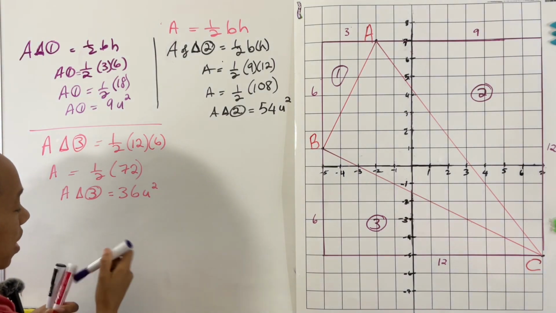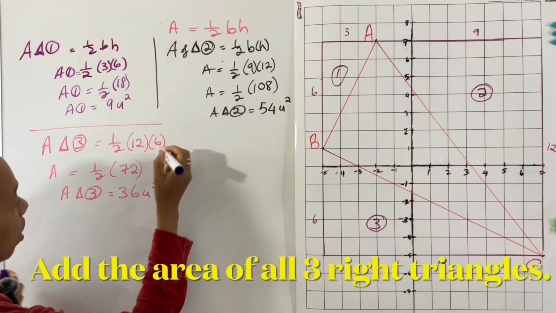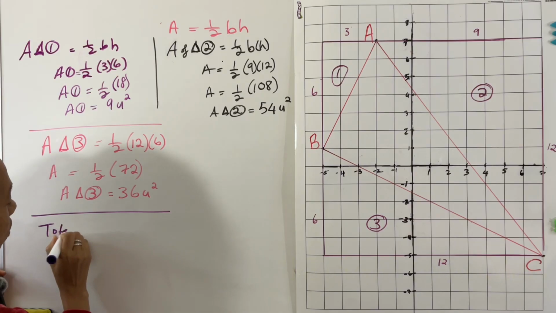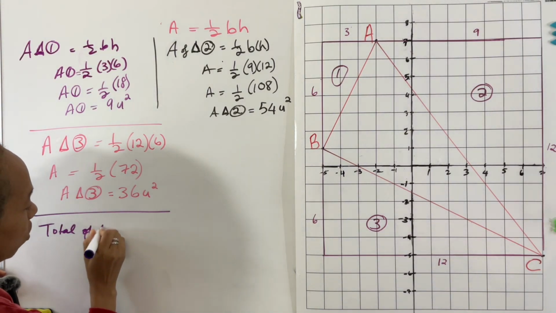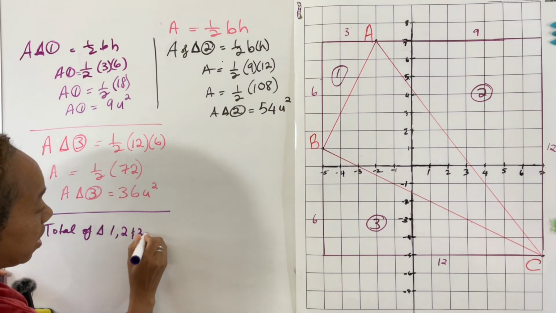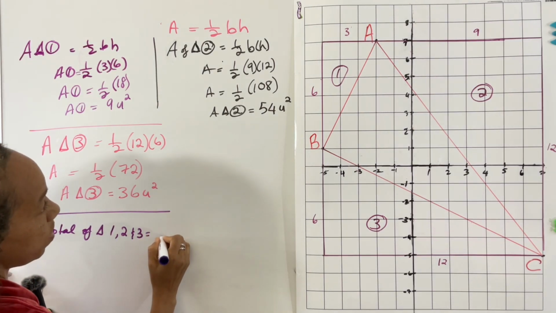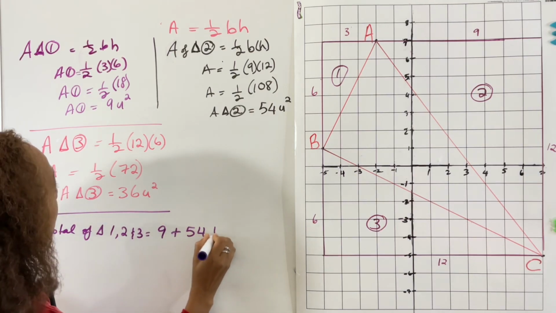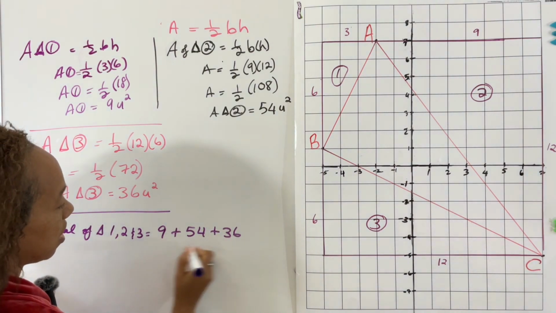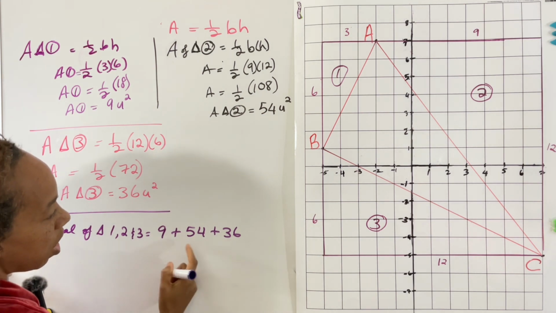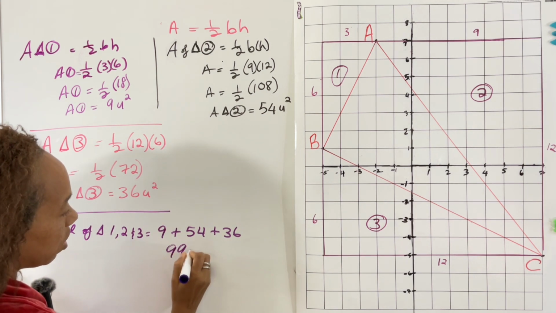What we need to do now, we are going to add the total of all 3 triangles. So the total of triangle 1, 2, and 3 is going to be, we're going to add them. We have 1 is 9 units plus 54 plus 36. And so we will end up getting here 99 u squared.